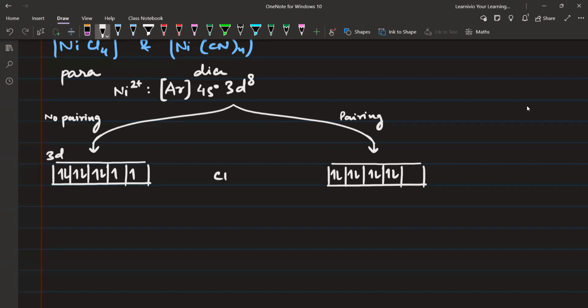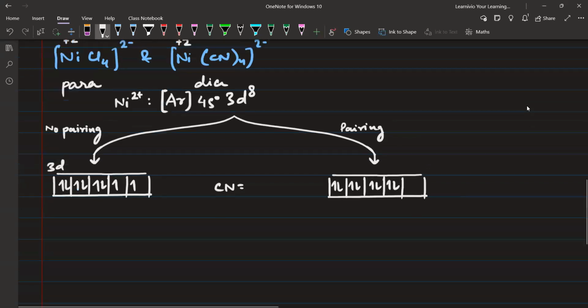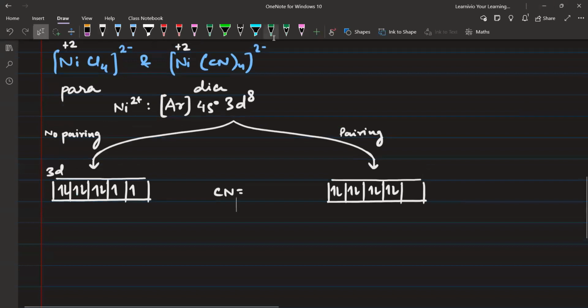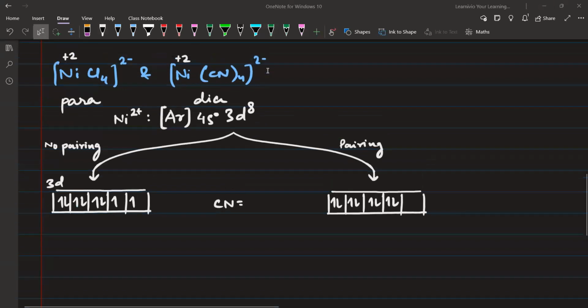By the way, what is the coordination number for both of them? Can you guys tell me? For chlorine and the CN? What is the coordination number for both the complexes? 4. For both the complexes, it is 4. Right. And we need how many orbitals? We need 4 orbitals. So obviously, we don't have any of the 3d orbitals remaining here. So I will go to 4s, and then we have one orbital from the 4s. We will be having all the 3 orbitals from the 4p. The hybridization will become sp3.